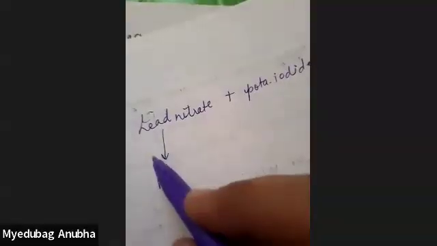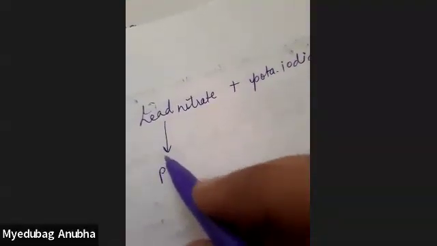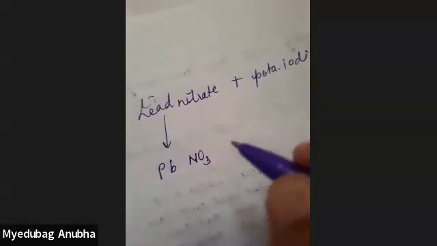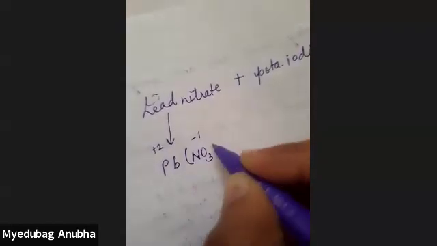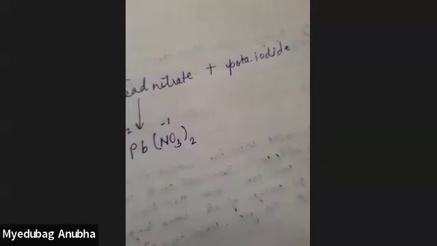Gauri, if you have any doubt, you can ask in between also, okay? Okay, sir. Now the symbol of lead, Samika, what is it? Pb. Pb, and nitrate is NO3. And since the lead has the valency 2 and nitrate has valency 1, the formula will be Pb(NO3)2. Understood up to here?